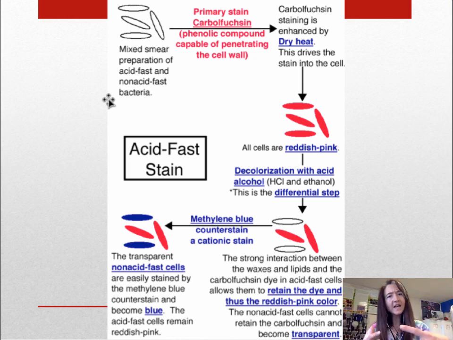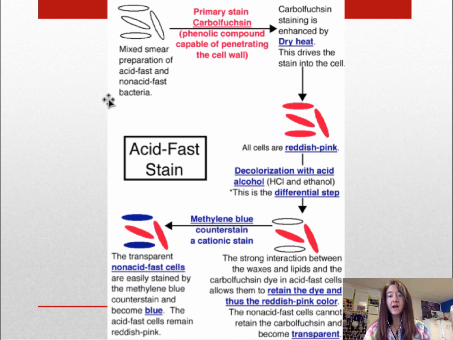Because you know how wax behaves in water? Wax doesn't particularly like to adhere to things. It kind of chunks up and clumps up, and that's what these bacteria are going to want to do too. So be sure to mix it really well in your water and then dry heat it so that we kind of melt it a little and get the carbolfuchsin in. All of the cells are reddish pink at that point with this beautiful carbolfuchsin dye.